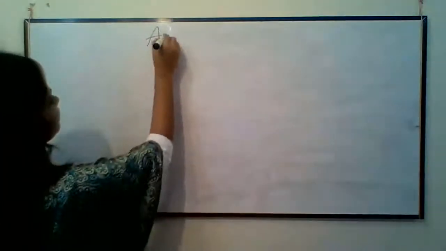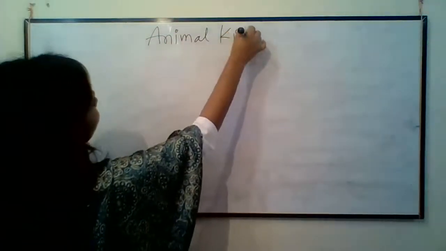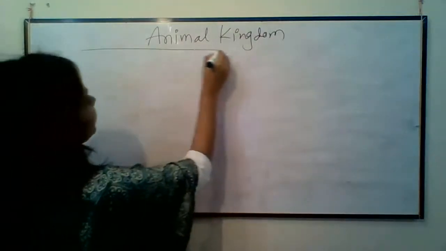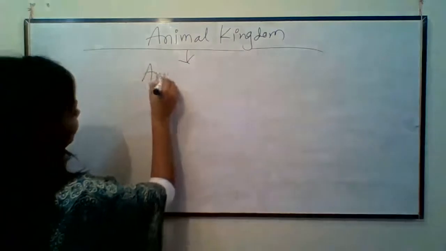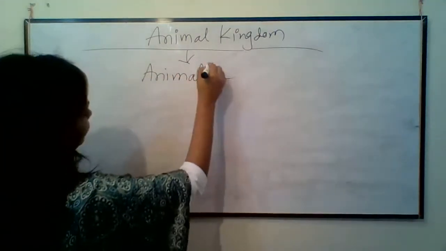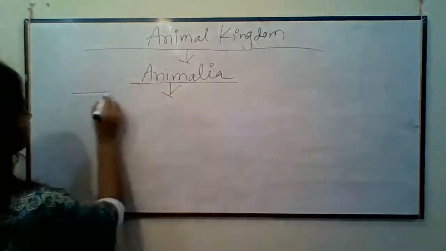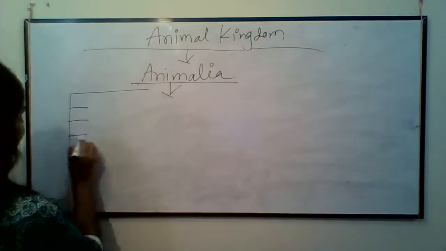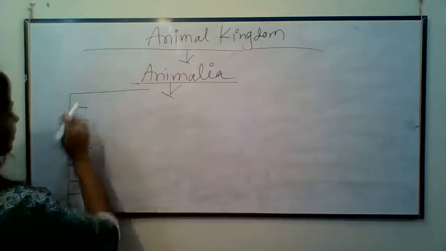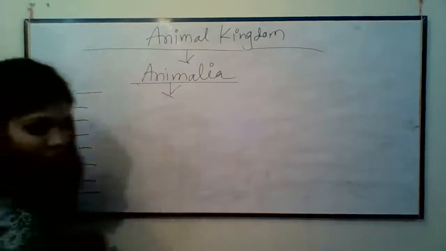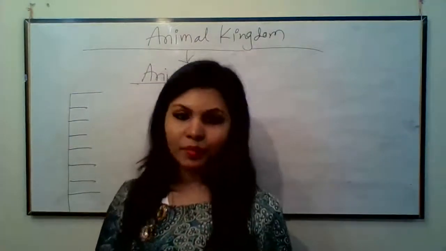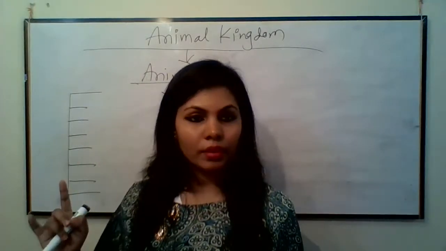Okay, now let's talk about the animal kingdom. The name of the animal kingdom is Animalia. It is the king of the five. So under Animalia, I need more space. It is very difficult to remember, so actually I'm writing to remember. The animal kingdom is called Animalia.